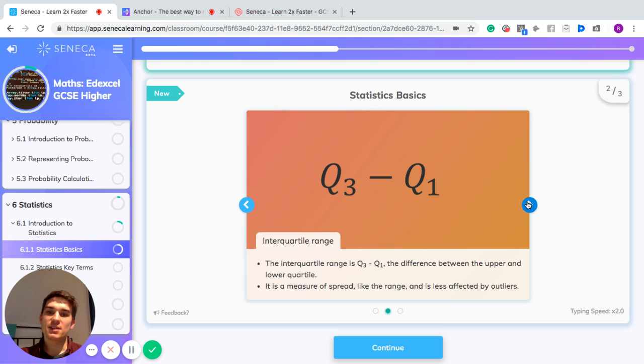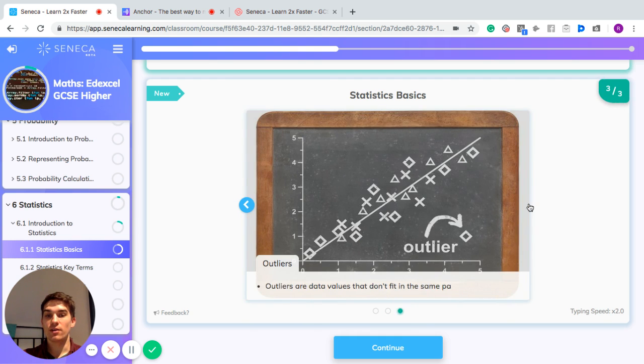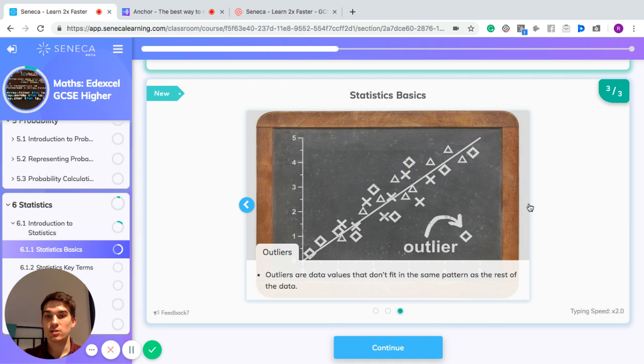Now, we've also got something called the interquartile range. The interquartile range is the value at Q3, so 75% of the way through the data set, subtract the value at Q1, 25% of the way through the data set. So it's the difference between those two numbers, and we can also say it's the difference between the upper and lower quartile. It's a measure of spread, similar to the range, but it's less affected by outliers that will have a big influence on the range.